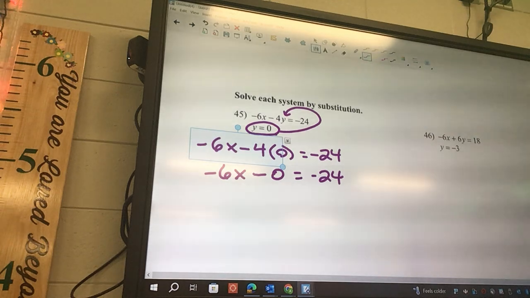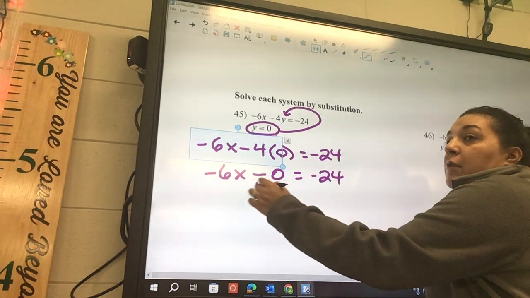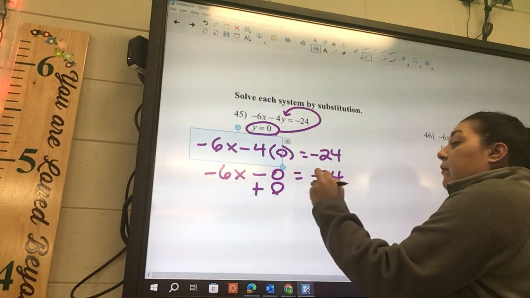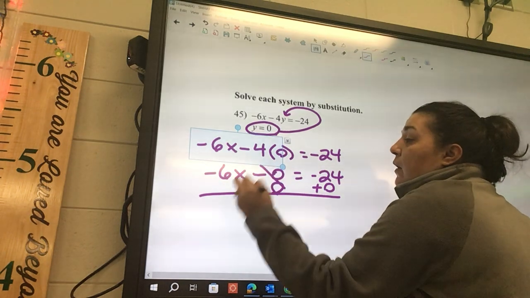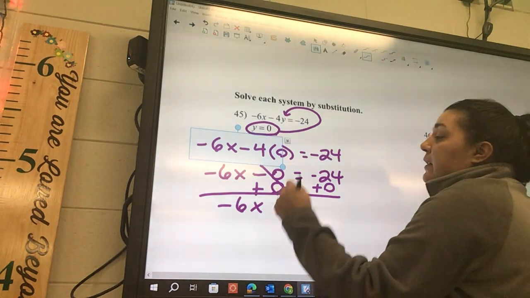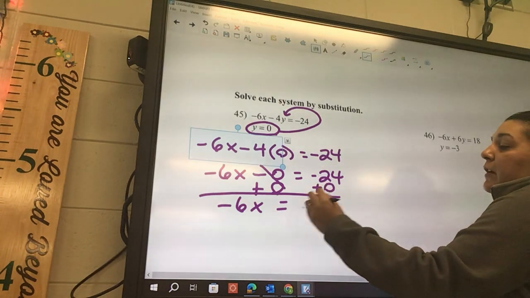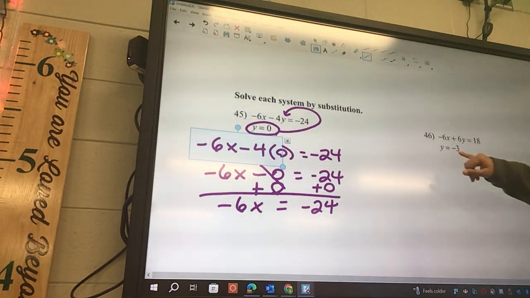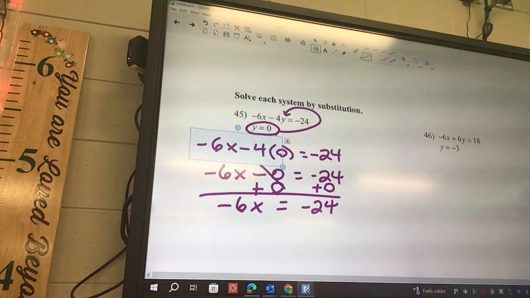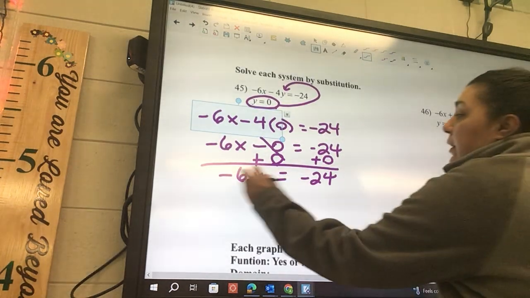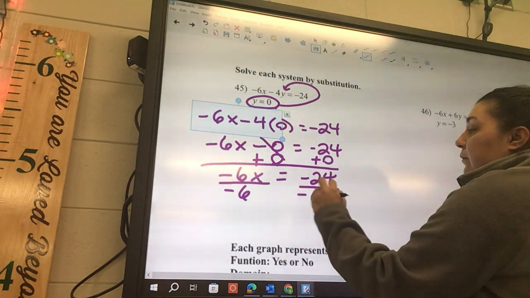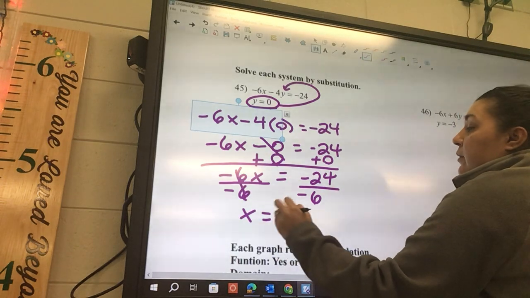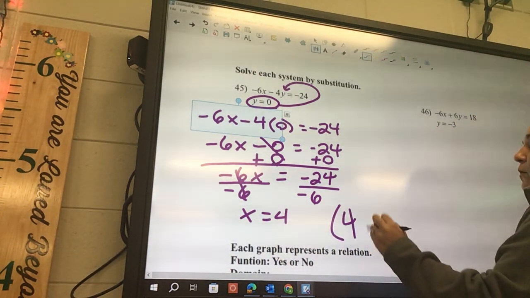Okay, and then you would say plus 0. Well, because if the number is anything other than 0, you would have to do all these steps. So I just want to make sure that you have them for the test. Because this one has a 3, which means you're going to have all of these steps. Instead of a 0, it would be something else. But okay, and then you would divide both sides by negative 6. So we get x equals 4. So my coordinate is going to be 4 comma 0.